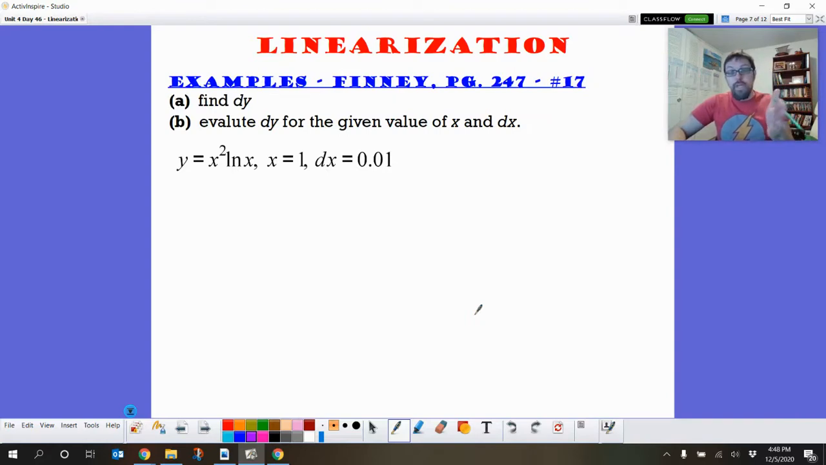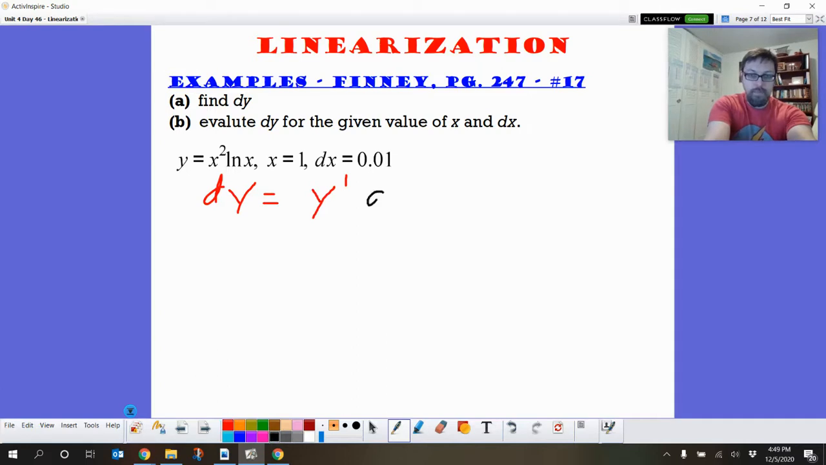So in this one, I want to figure out what dy is. I don't want to find dy over dx. I want to find dy. So to do that, I'm going to take the derivative of this thing, because if I take the derivative with respect to x, I'll get dy over dx on that left-hand side. And then I can just move the dx over to the other one. So I want dy equals y prime times dx. So I just need to find the derivative of y.